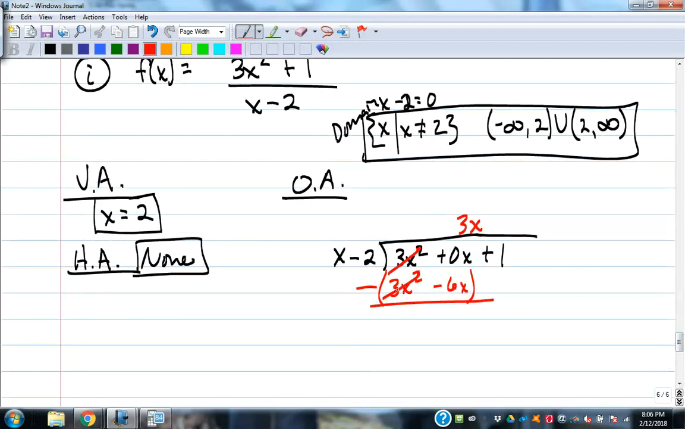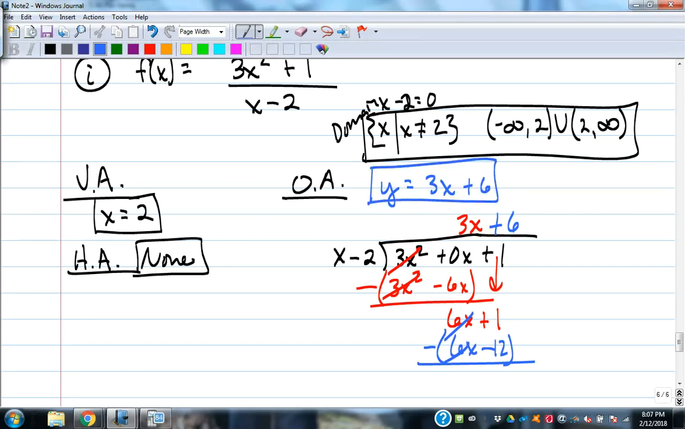X squareds cancel. That's what we make happen. And then we have 0x minus negative 6x, which would give us positive 6x. And I'm bringing down the plus 1. And then I look at that and say, okay, well, what times this x would get me 6x? Plus 6. And that's 6x minus 12. Subtract. X is canceled. Really don't even have to carry out that step because we now have a slope-intercept form. Y equals mx plus b. Y equals 3x plus 6.